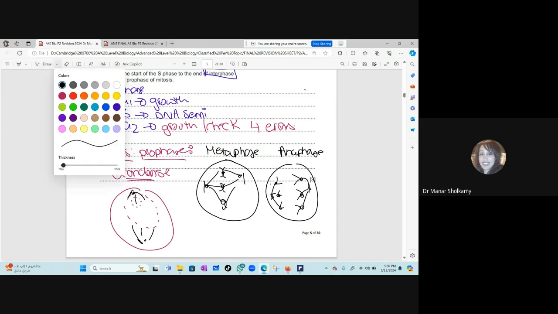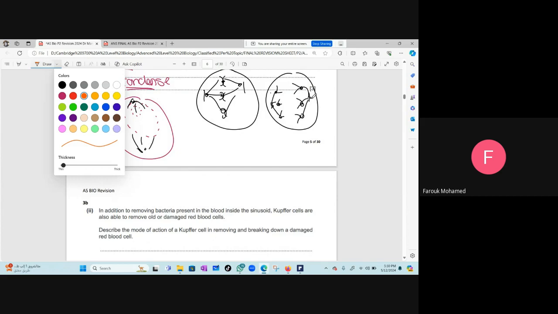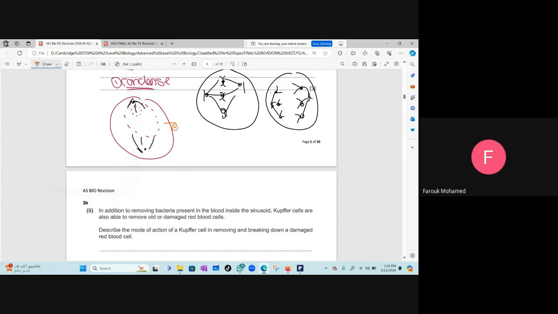What's the name of the next phase? Telophase. Yes, what happens in telophase? Cytokinesis. The cell splits into two, divides into two. Yes. And do you remember the difference... no, wait. So this is cytokinesis. What happens in telophase? It's different.